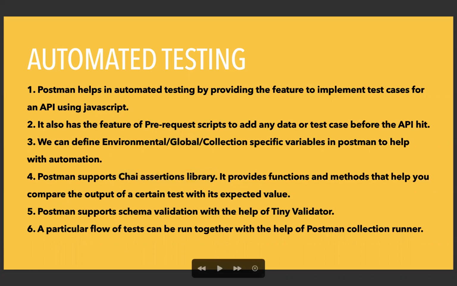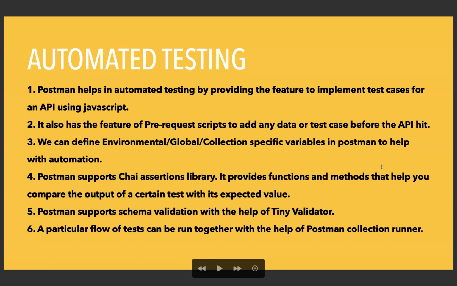So what the chai assertion library is, is a basic JavaScript based library which Postman supports, and it has some assertion methods in it which are already implemented, and they can be directly used in Postman. Okay, so we can use that to compare the output of a certain test. All right. Also, Postman has support for schema validation, and it uses tiny validator for that. So in case we want to validate the schema of any particular request, we can use tiny validator as well.